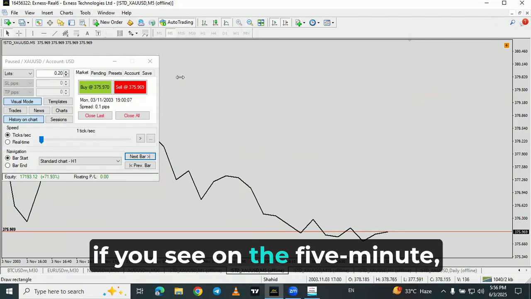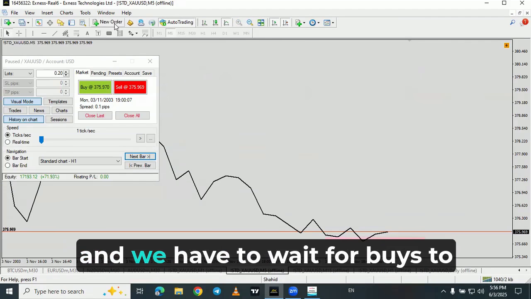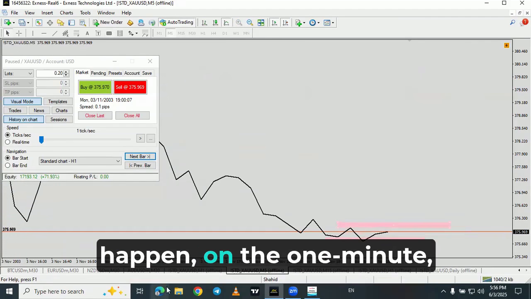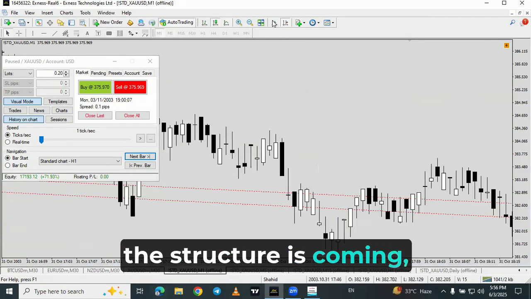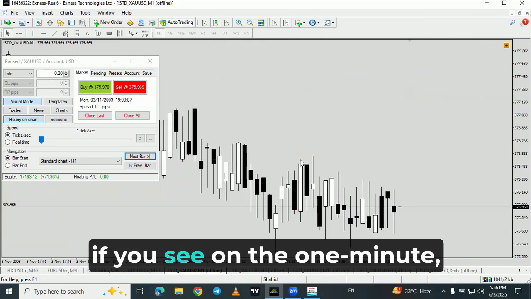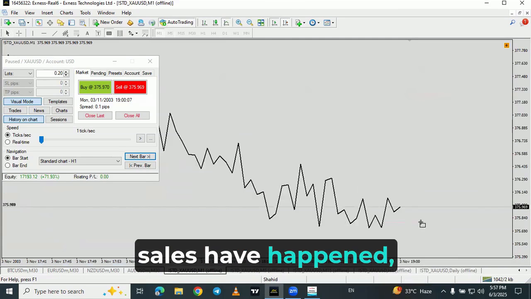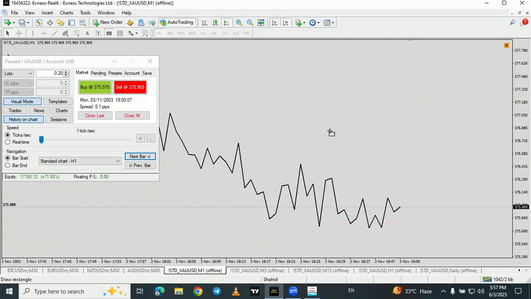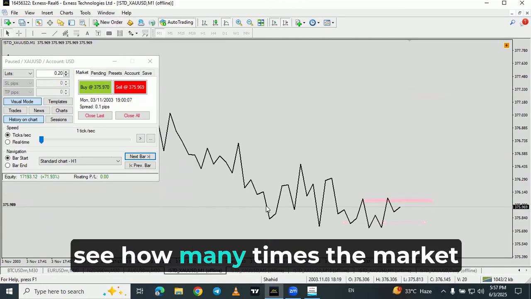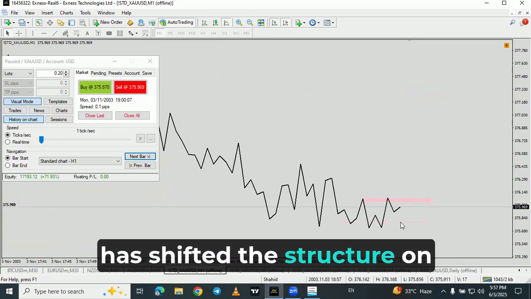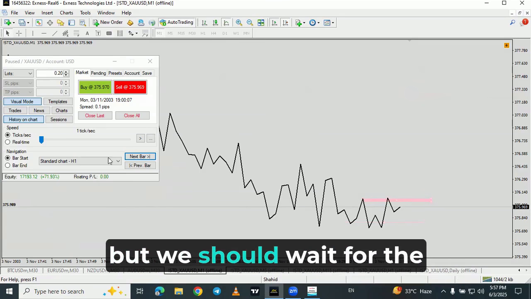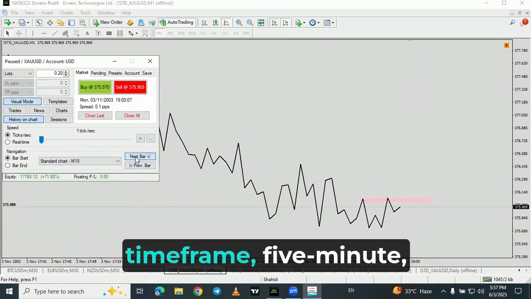If you see on the 5 minute, sales have happened and we have to wait for buys to happen. On the 1 minute, the structure is coming. Its shift would have happened here. If you see, sales have happened and buys have happened here and here. See how many times the market has shifted the structure on the smaller time frame, but we should wait for the maximum on some bigger time frame.